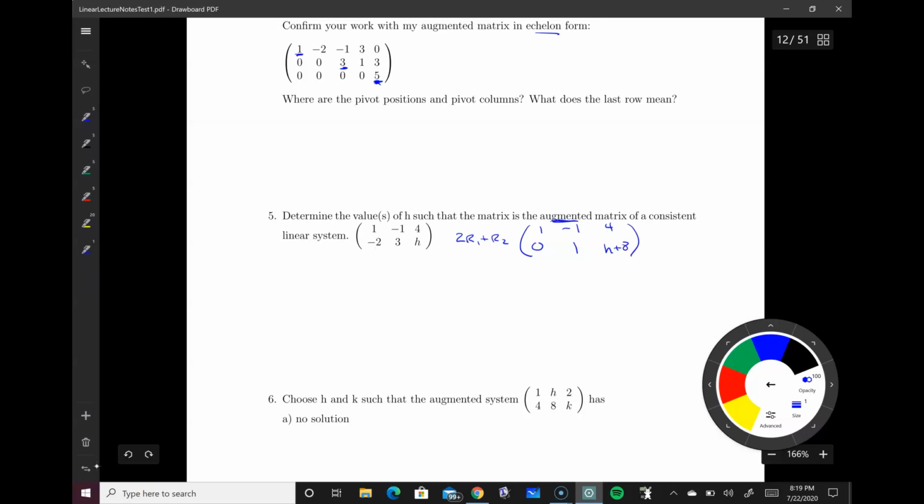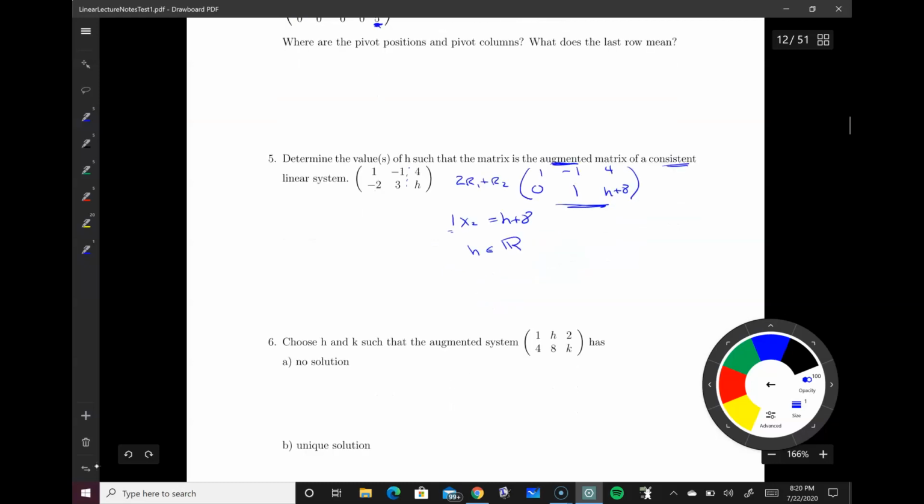Okay, so they're telling me this is an augmented matrix, so there's equal signs here. So what values of h makes this consistent? So this last row says 1 times x2 is equal to h plus 8. So since I already have the number 1 in front of x2, there are no restrictions on h. I could have x2 equaling 0, so h can be an element of any real number.